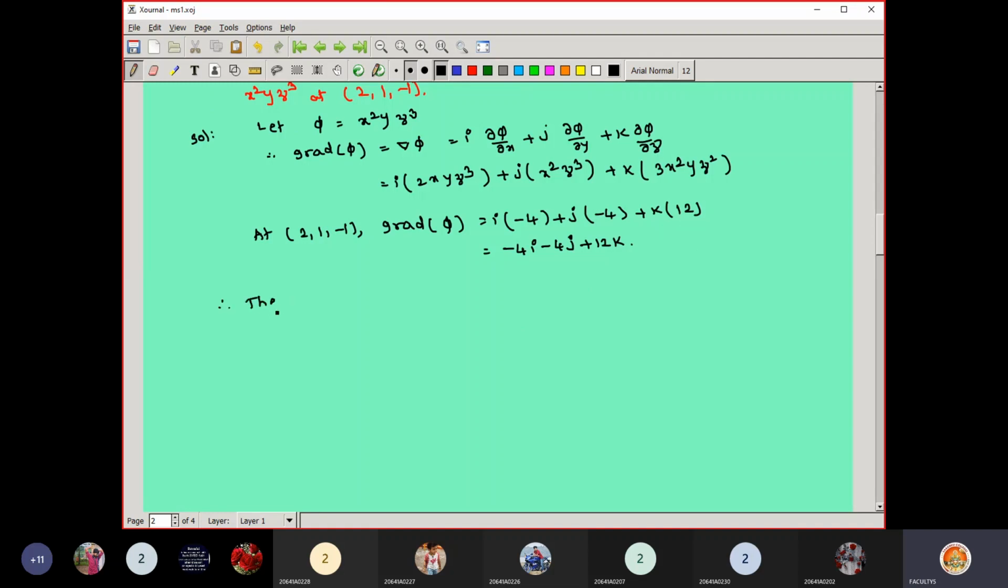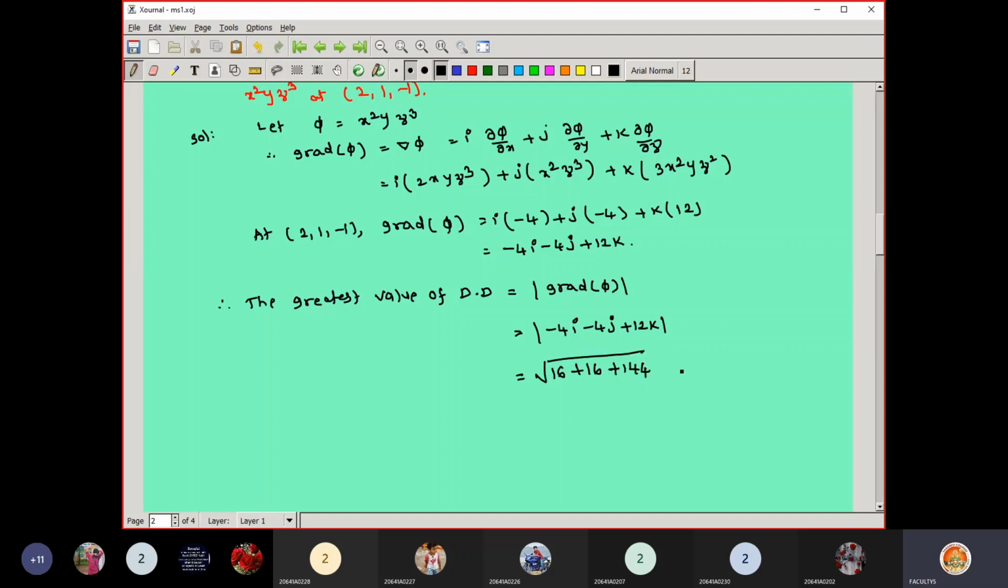Therefore the greatest value of directional derivative is equal to the modulus of the gradient. No need of calculating your unit vector. This is the modulus of the gradient of phi we have calculated: minus 4i minus 4j plus 12k. How to calculate the modulus for this vector? Modulus is nothing but the square root of the squares of the coefficients: 16 plus 16 plus 144.